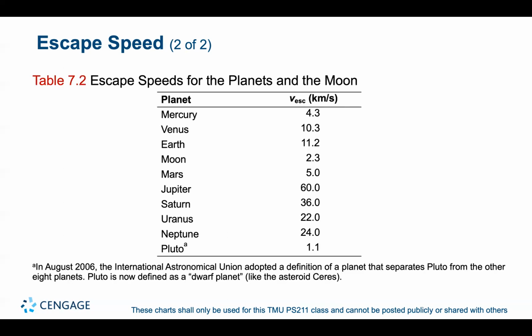So here we're listing the escape speeds for various planets, the moon and the sun in this table. The escape speed and temperature determine to a large extent whether a world has an atmosphere, and also what the constituents of the atmosphere are. Planets with low escape speed, such as Mercury, generally don't have much atmosphere because the average speed of gas molecules is close to the escape speed.